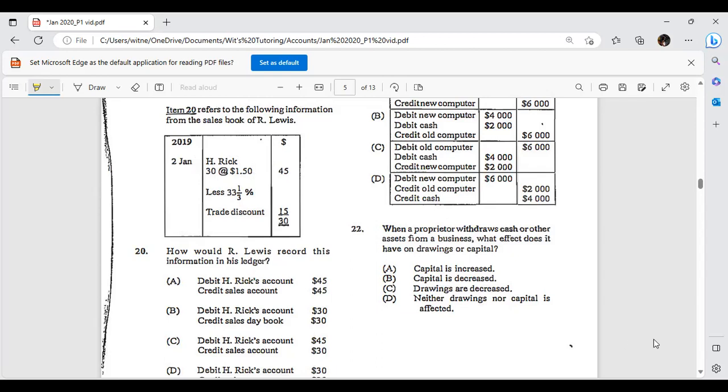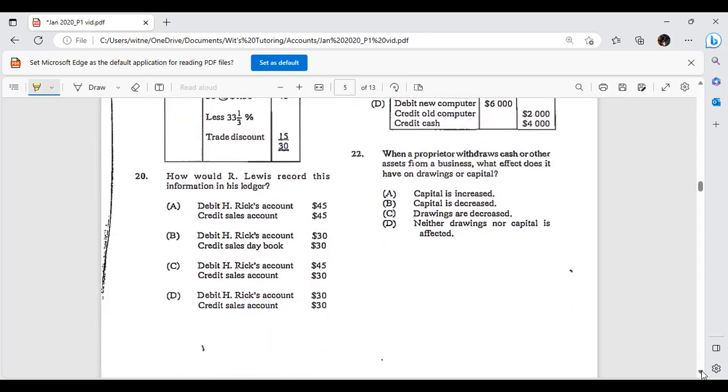Please note that while you record your cash discount in your books, you do not record your trade discount. Like with a discount allowed account, that's a cash discount. Your trade discount, no. So here you would record $30, and you're not going to make any record of the $15 because it's a trade discount, right? Your answer here would be to debit H. Rick's account of $30 and credit your sales account.